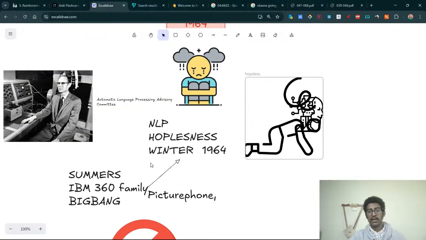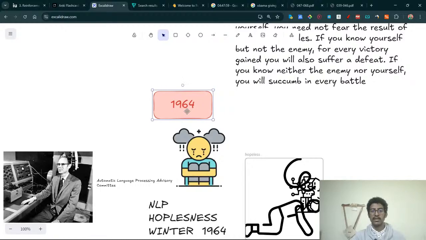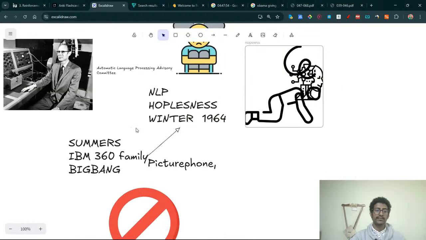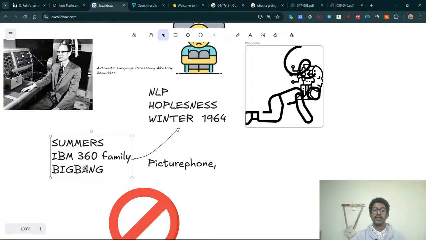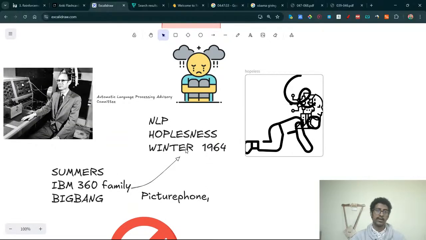And then, if we go back to 1964, what things were happening in the US? IBM released the 360 family, a machine, and the Big Bang was verified that year, and picture phones were kind of invented that year. So a lot of things were going on. So the investor meeting, whoa, this is not showing progress, so let's change.